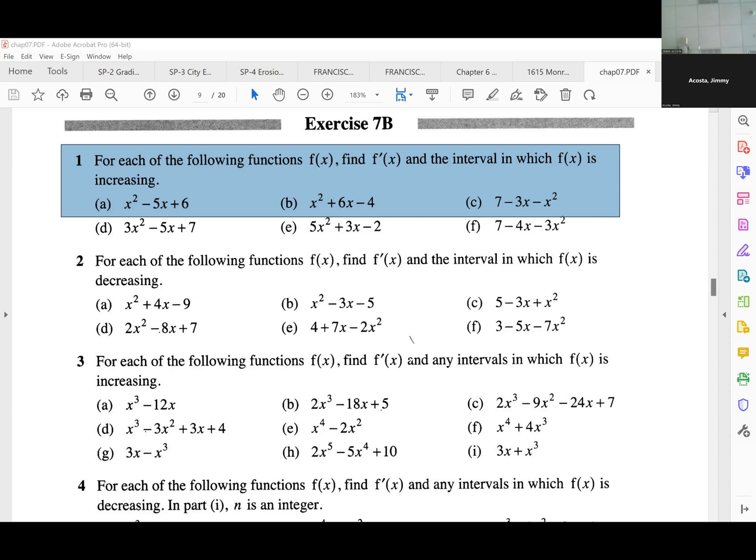All right, so here we have the function x squared minus 5x plus 6. Now, what shape is that?